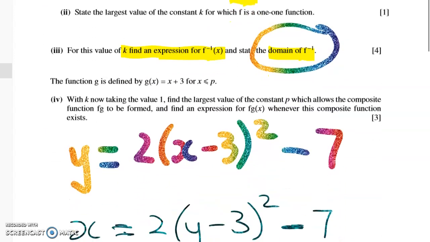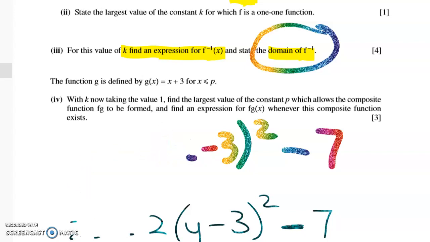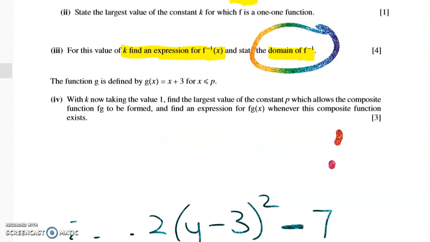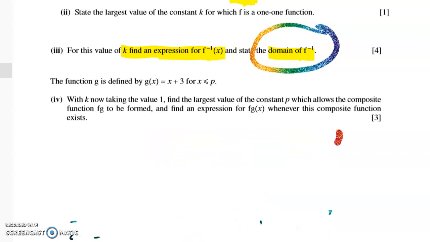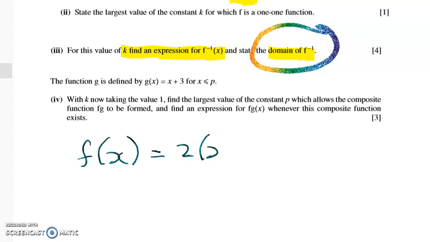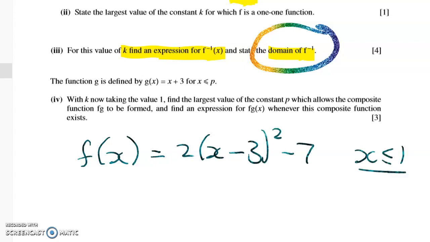So we're nearly there. The last bit looks horrible, but it's actually really easy if you, again, understand what a domain is. So we just have to read through a whole lot of words. With k now taking the value of 1, well, what was k? K was the domain of my function f. So we're saying f of x is equal to 2 times (x minus 3) squared minus 7, and now it's for x less than or equal to 1.